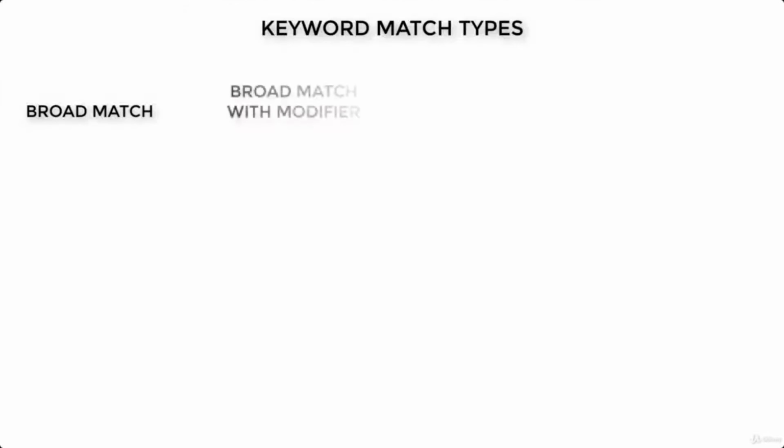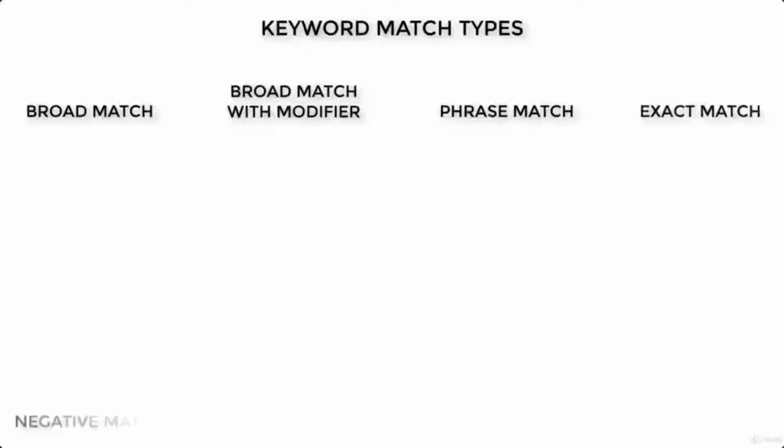First of all, you should know that you have different keyword match types: broad match, broad match with modifier, phrase match, exact match, and negative match. All these options are provided to let you precisely decide when you want to show your ad and when you don't want to show your ad. Let's assume we want to show our ad in front of people who enter the creative services keyword in the Google search bar.